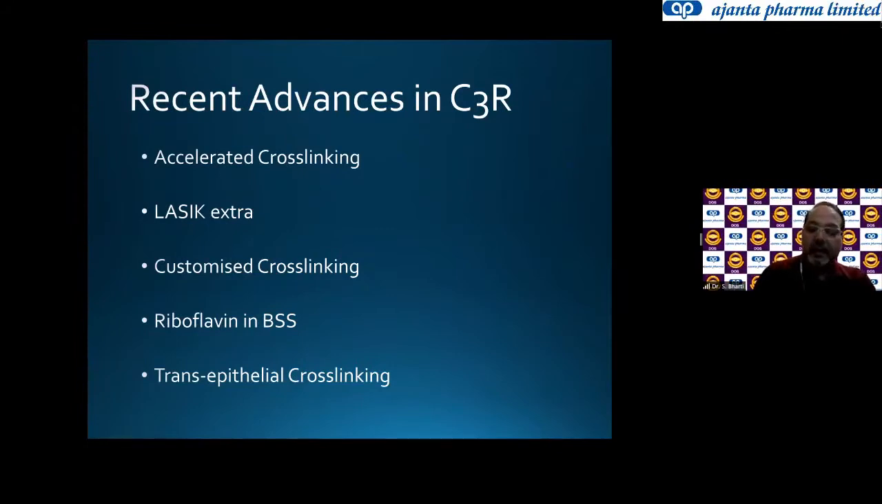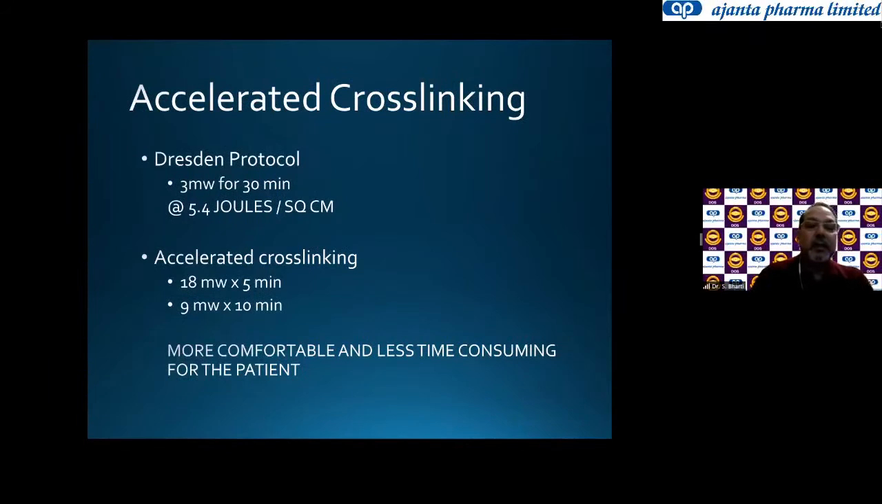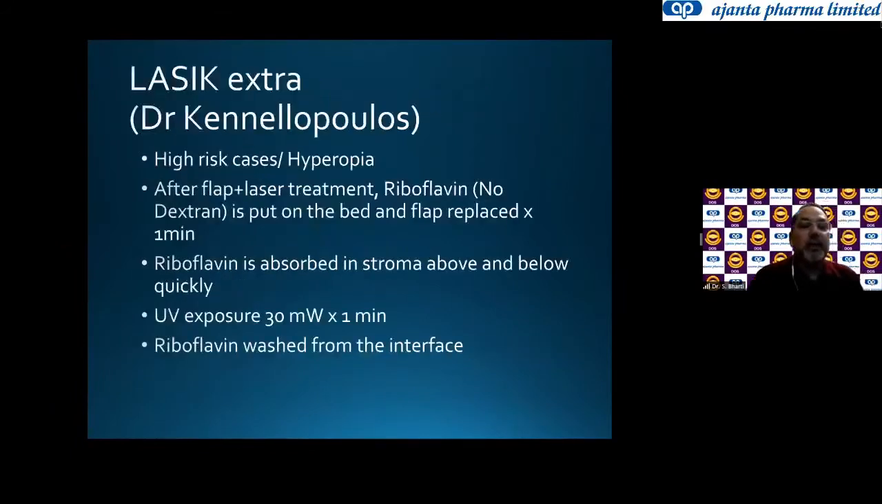So there are accelerated protocols and LASIK Xtra and customizing, and also riboflavin, which was initially prepared in dextran, is now prepared in BSS, and also transepithelial cross-linking. So what we need to do is about 90 milliwatt. So you can give a dose in 5 minutes if you have an exposure of 18 LEDs, and it is less time consuming and more comfortable.